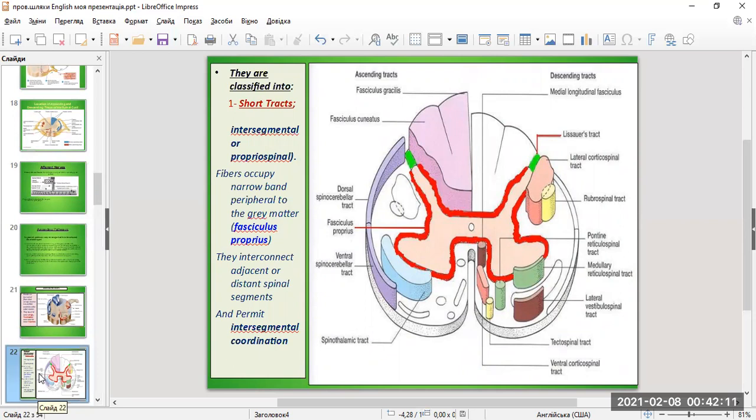They are classified into short tracts or intersegmental. Fibers occupy a narrow band peripheral to the gray matter, the fasciculus proprius. They interconnect adjacent or distant spinal segments and permit intersegmental coordination.